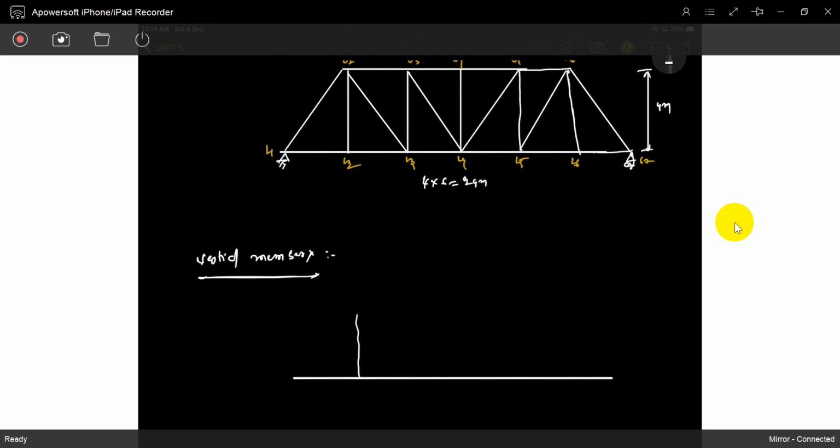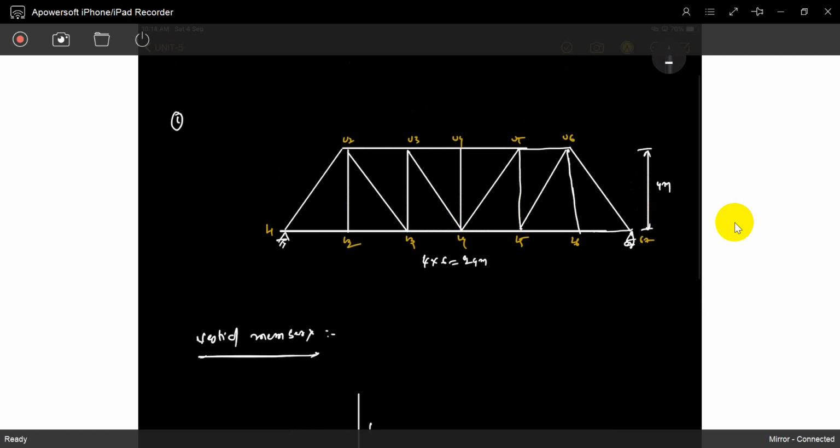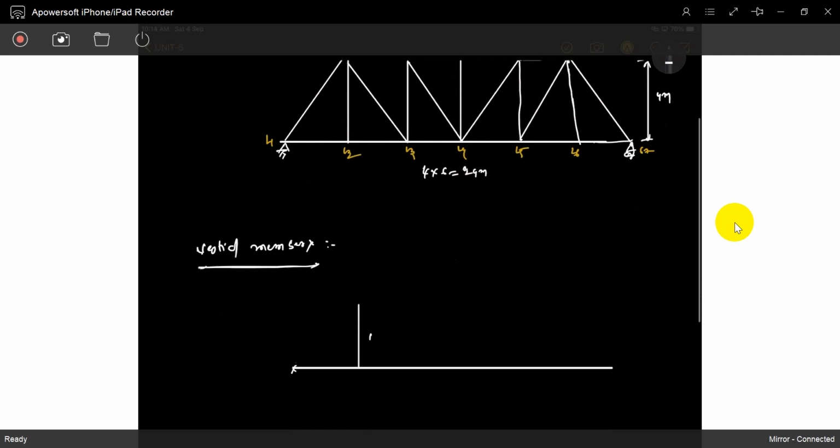That's exactly 1 when the load is exactly applied at L1. The remaining is 0. We calculated it like this for when the load is applied at joints only. If the load is applied at the L2 joint, it will reach 1. At the remaining joints, it's completely 0, 0, 0, everything is 0.